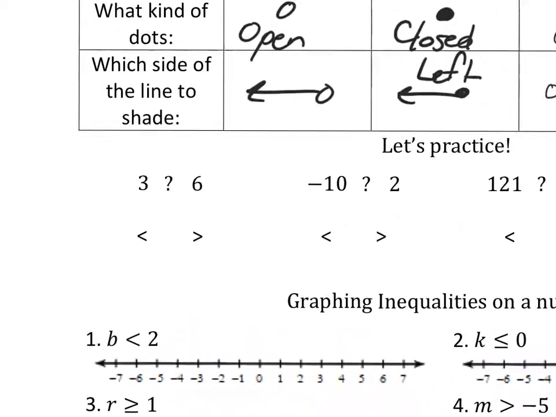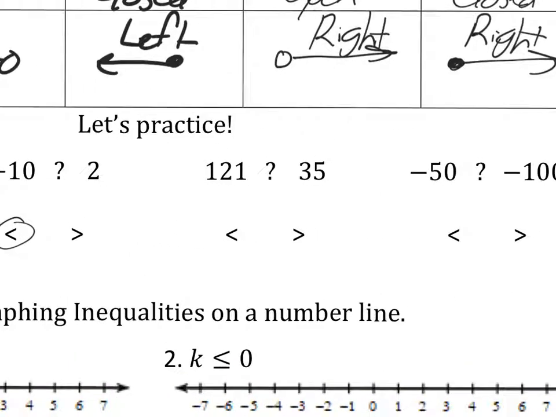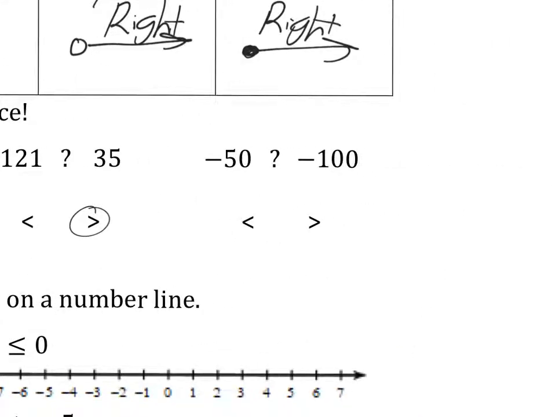So looking at this, 3 is smaller than 6. So I want to circle that side. Negative 10 is smaller than 2. 121 is greater than. It is bigger. And negative 50 and negative 100. The more negative something is, the smaller it will be. So this should be less than.